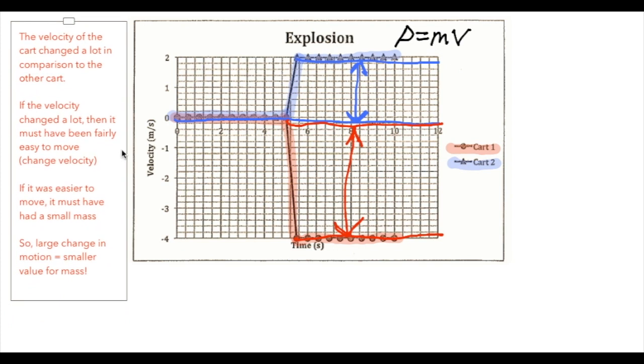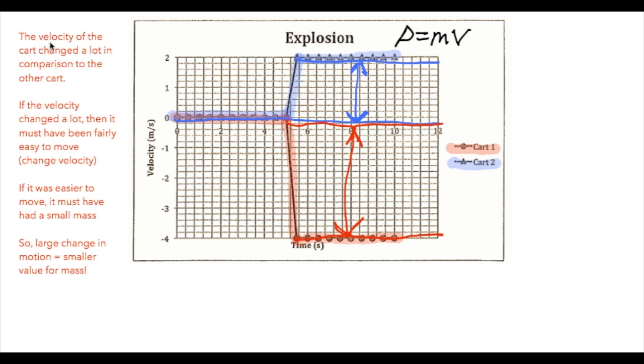So there's kind of a little summary of what our thought should be there. If the velocity of the cart changes a lot in comparison to our other cart, which doesn't change that much, then that means that it must be fairly easy to move, or easy to change velocity. And then think, this is more like a common sense kind of part: if it's easier to move, it must have a smaller mass. So then let's get back into the physics thoughts. A large change in motion means that I must have a smaller value for mass. Here's a large change in motion, so I must have a small m there.